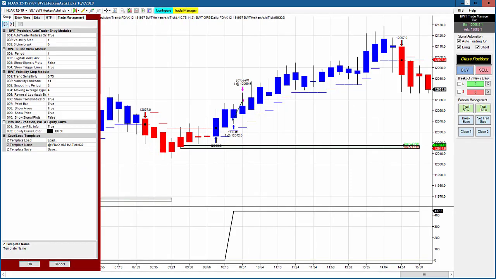Okay, another top performing chart in the DAX is the 987 Kanashii tick chart, and note it's using the open range filter on the US session, and this worked out really good.